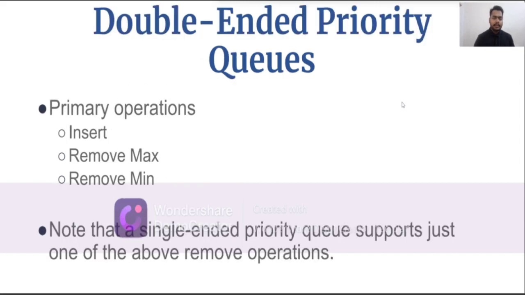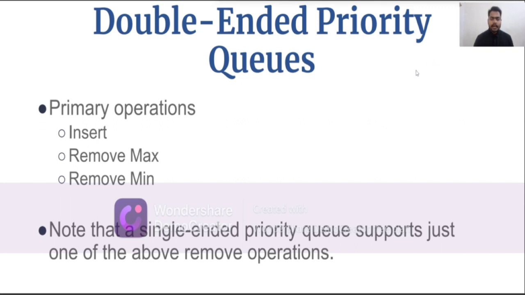Okay. Now, doubly ended priority queue. What are the primary operations for this? The primary operations are insert, remove max, and remove min. These three are the primary operations. Why do we need this doubly ended priority queue? Sometimes we have to remove the first prioritized element, or sometimes the least prioritized element. We don't know which one we have to remove, or on which we have to control, and how to control a queue.